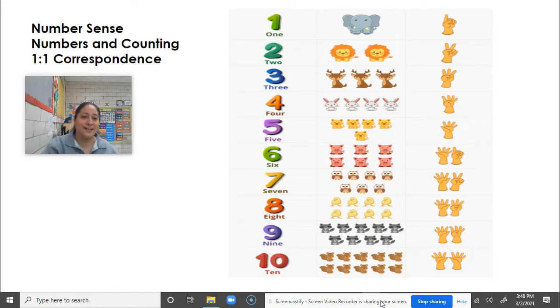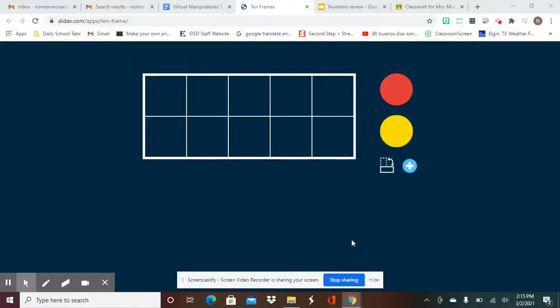So let's get started. Okay, boys and girls, today we're going to be talking a little bit more about the 10 frame. This right here is a 10 frame, and it is called a 10 frame because it has 10 squares inside of the frame. So we can count them. Count them with me. 1, 2, 3, 4, 5, 6, 7, 8, 9, and 10.